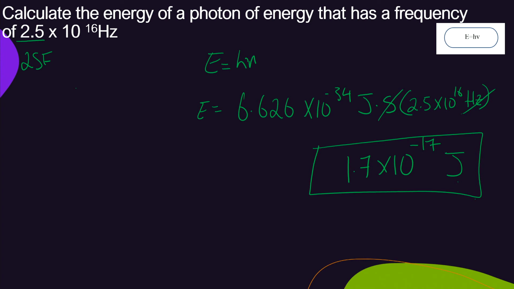So again, how did I know that we needed to use this? I was asked to calculate the energy. So energy is E of a photon, and I was given the frequency. And then I multiplied my H by my V, and that was able to give me my energy in joules. All right, let's try another one.